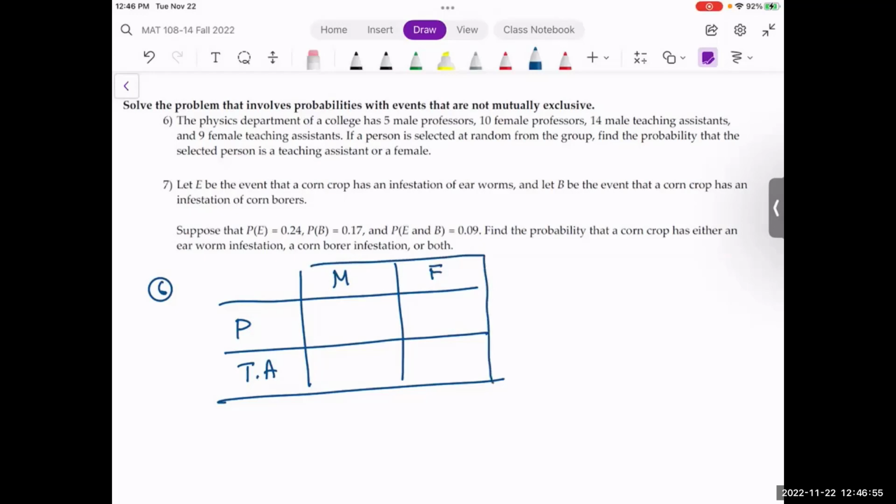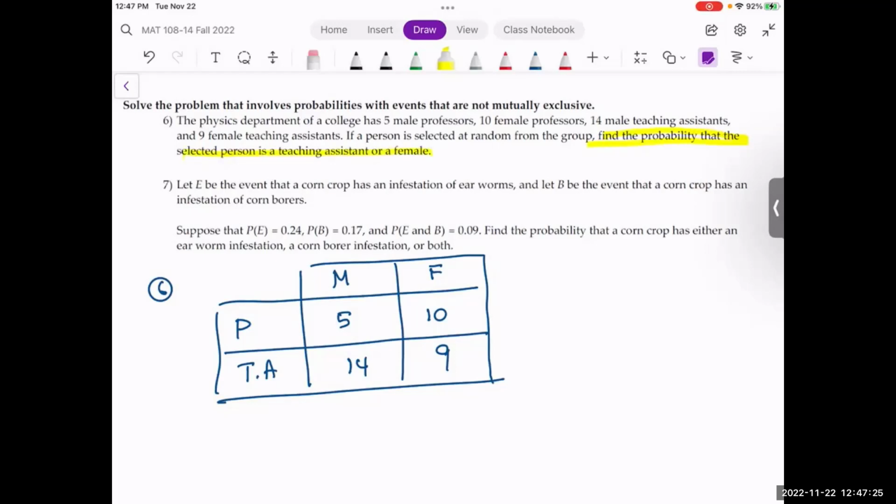So for the professor, we have 5 males and 10 females. For the teaching assistant, we have 14 male and 9 female. So the picture is easier right now to digest. What we can do here, if a person is selected at random from a group, find the probability here that the selected person is a teaching assistant or a female.